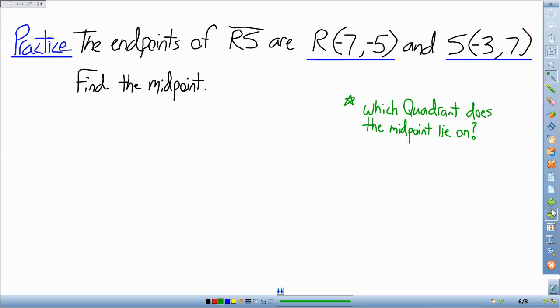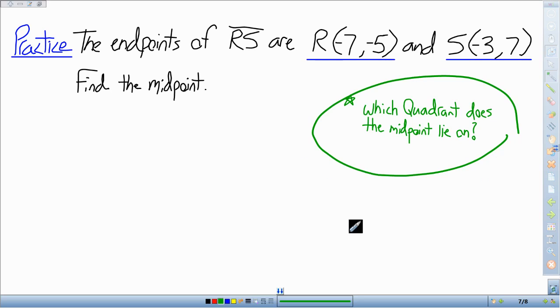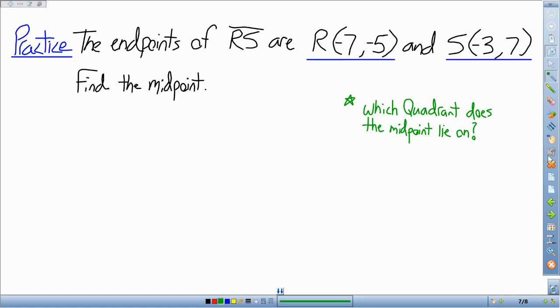I'm going to have you try one a lot like this. Label your points, plug them into the midpoint formula, and see what you get for your midpoint. Then tell me what quadrant it's going to lie in. Take a couple minutes and try it out. The endpoints of RS are at -7, -5 and -3, 7. Find the midpoint. I think we've written out the midpoint formula enough, so let's plug right into it.